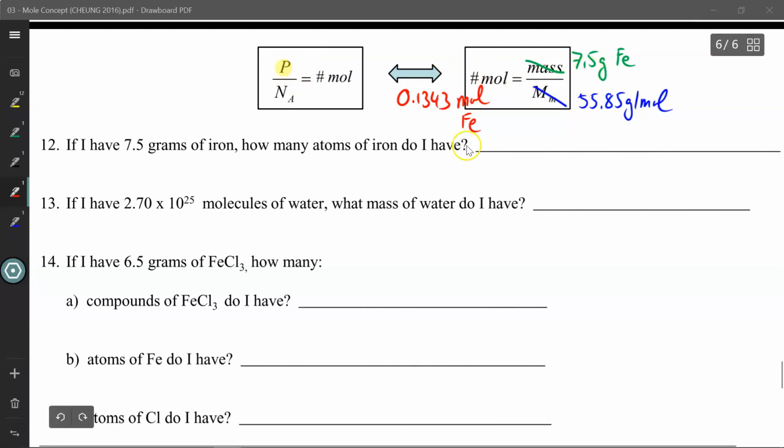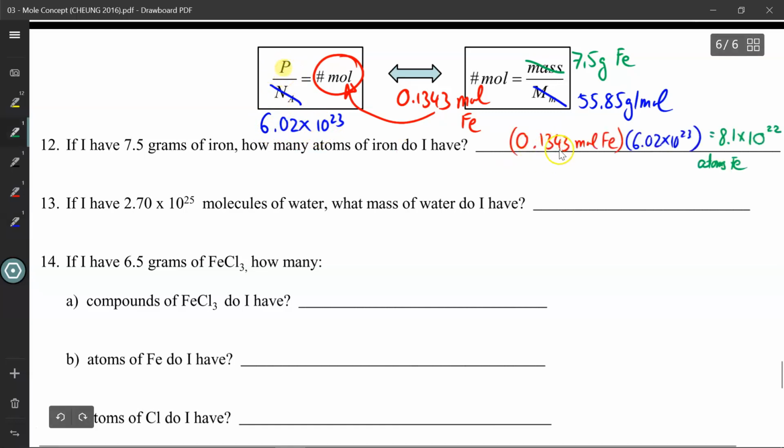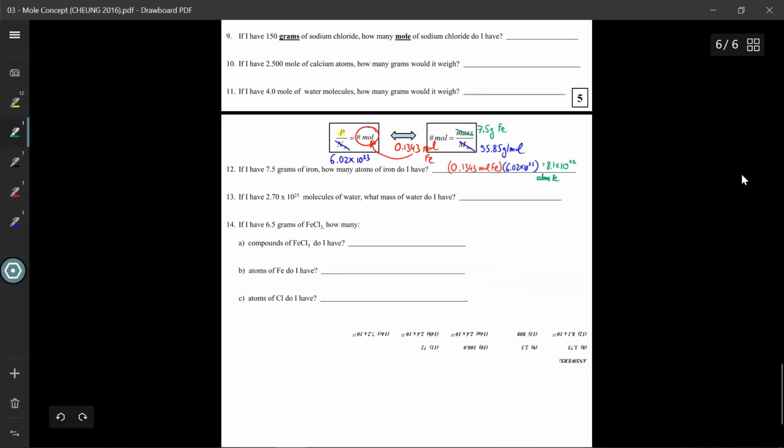Alright, so now that I have the mole of Fe, I can plug it into this equation. And since I know that Avogadro's number is 6.02 times 10 to the power 23, I can now solve for the number of particles. 0.1343 moles of Fe multiplied by 6.02 times 10 to the power 23 gives me 8.1 times 10 to the power 22 atoms of iron. Alright, and that is our introduction to the mole.